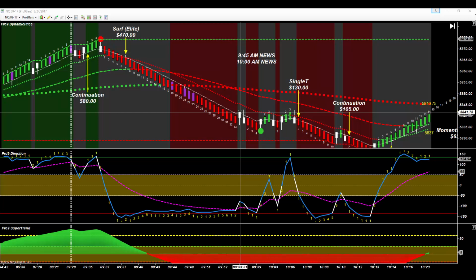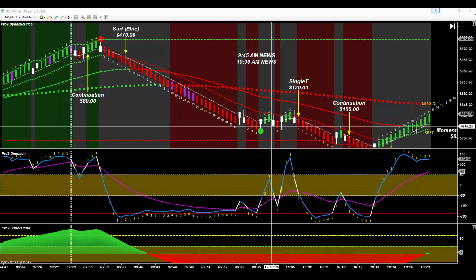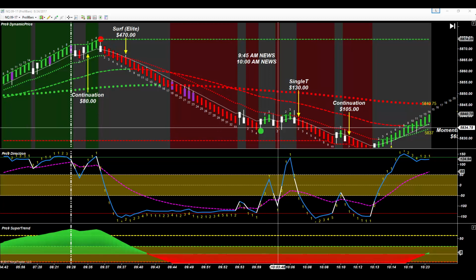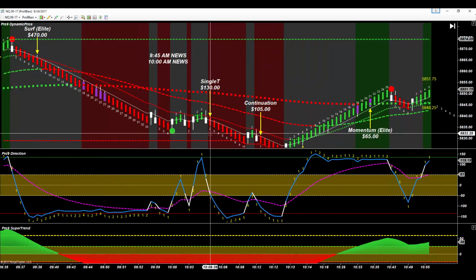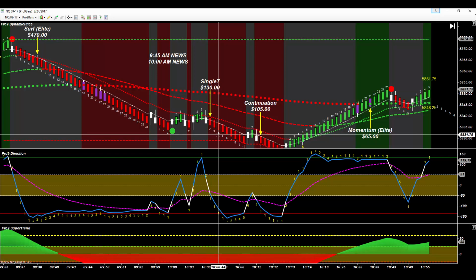We did have 9:45 and 10 a.m. news, which will keep us out of this continuation, as well as this single T that would have gone against us. After news, we have another single T. This one hits profit target at the close of bar 4.